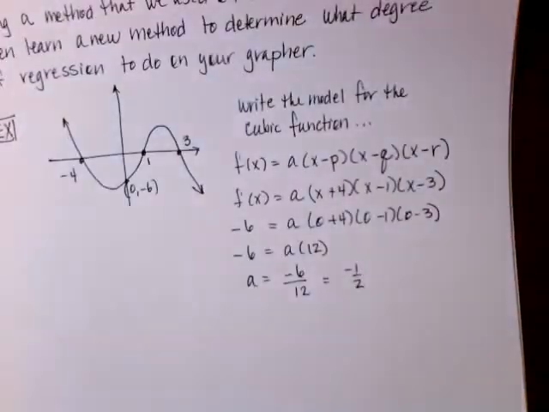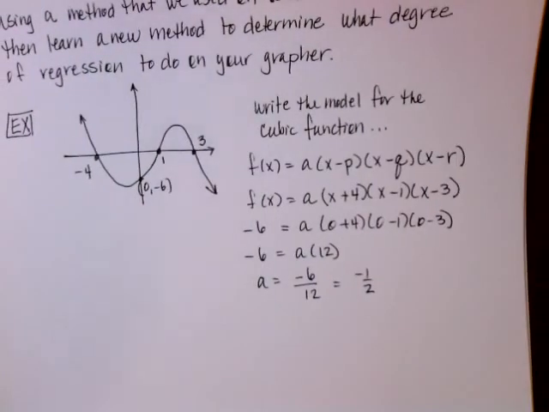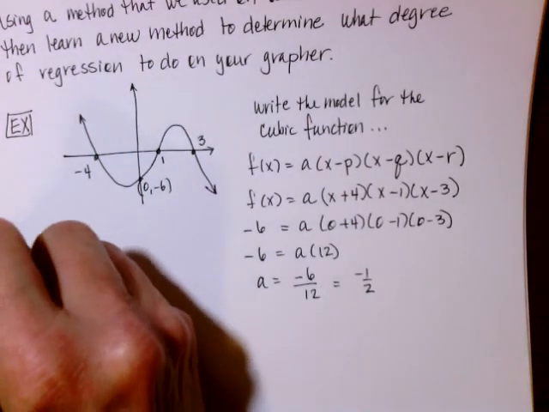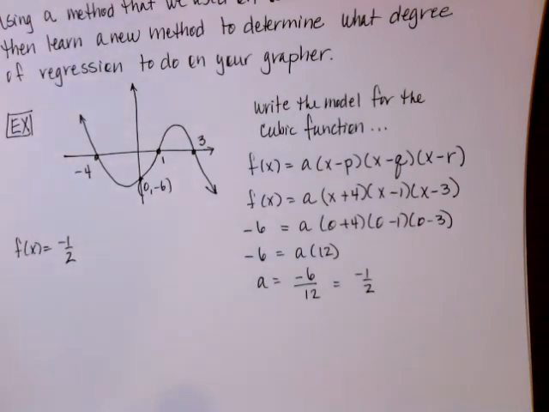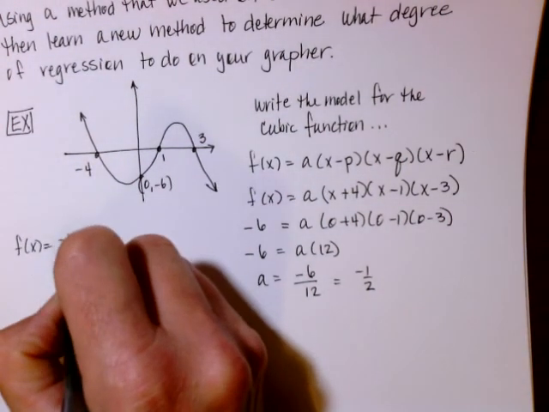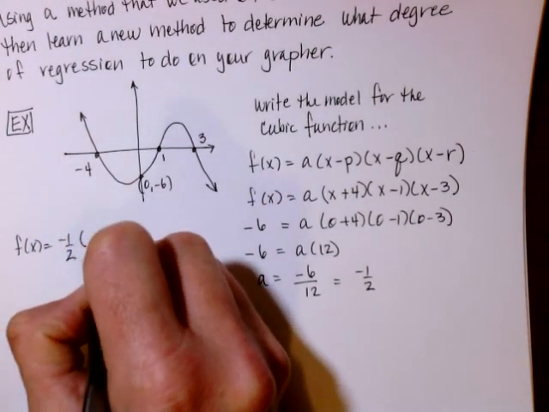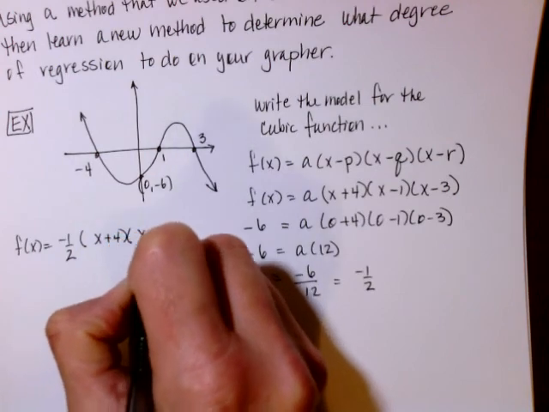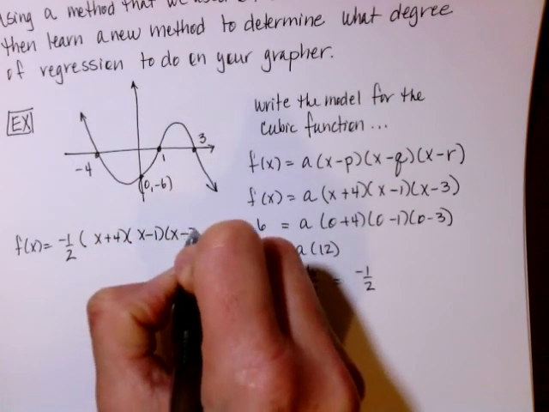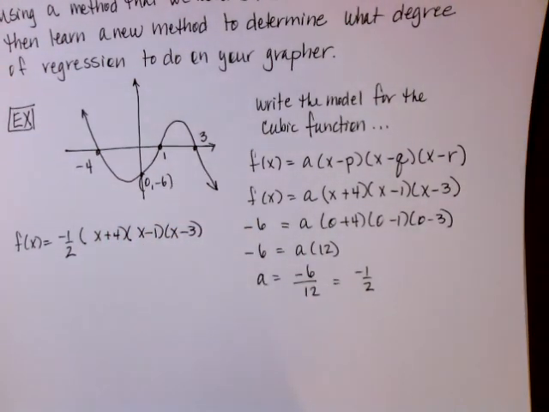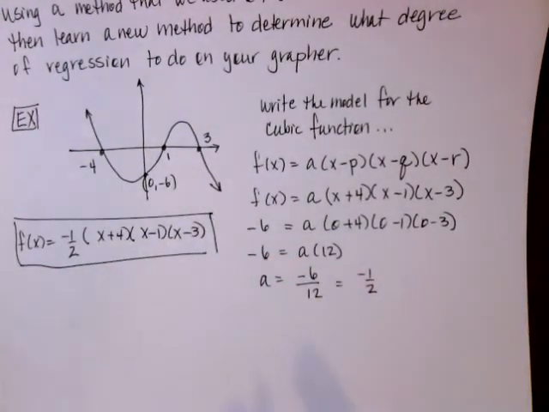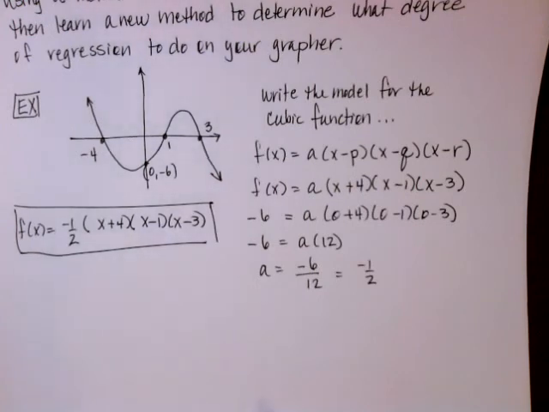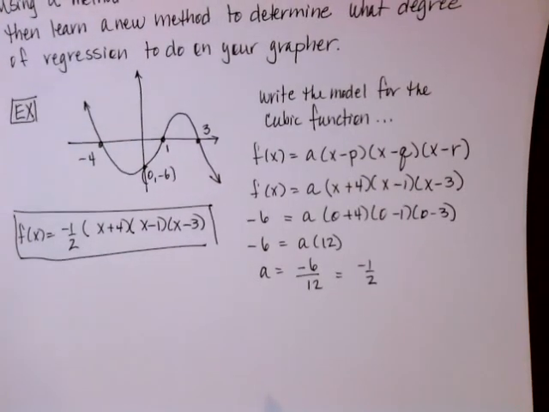And now I can go ahead and finish writing the equation for my polynomial, and I would say f of x is equal to -1/2, that's the a value, and then I'm going to leave this one in factored form, because unless they tell you to put it in standard form, you can leave it in factored form, and this would be the model for that particular cubic function.